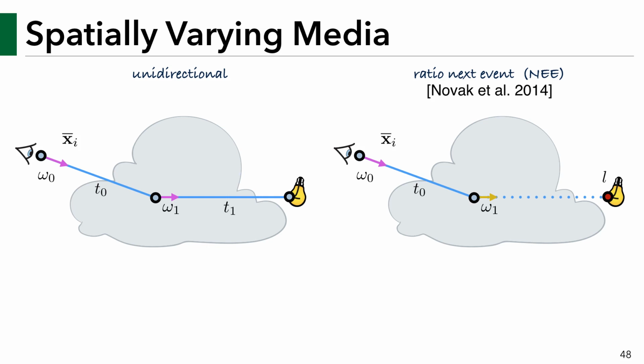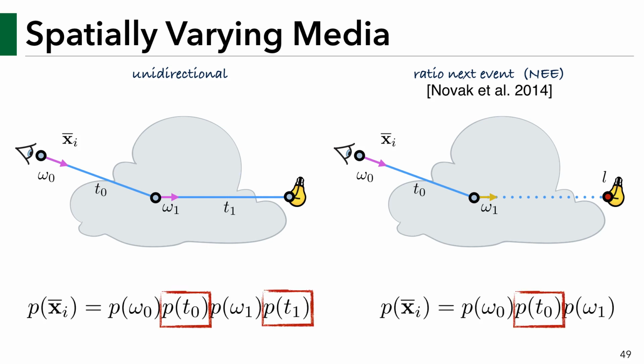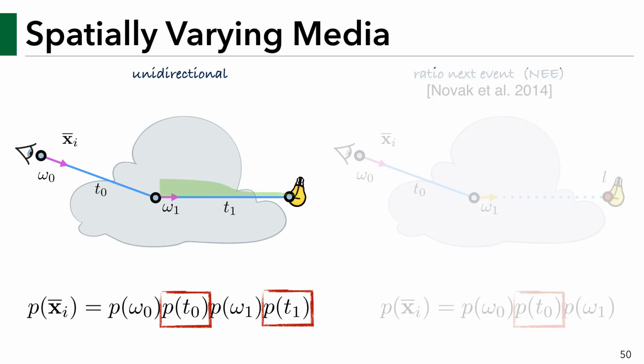Here, we have two sampling strategies, unidirectional and ratio next event estimation, and we'd like to be able to combine them into a single estimator using multiple importance sampling. In the classical path integral space, unidirectional sampling and ratio next event estimation both have an unknown path PDF. The unidirectional strategy samples distances proportional to transmittance.